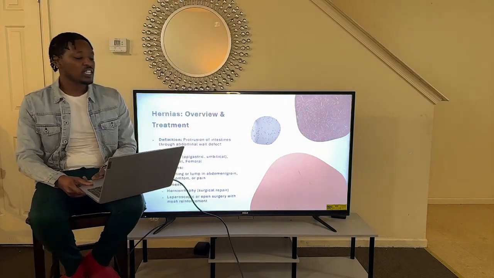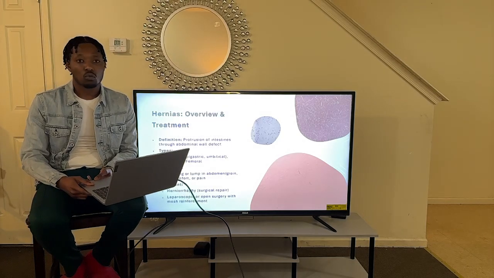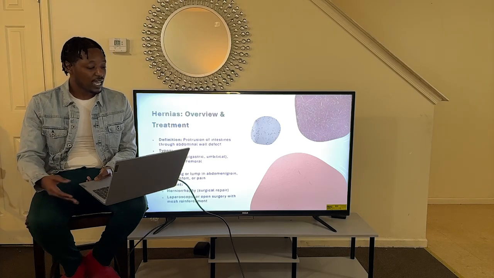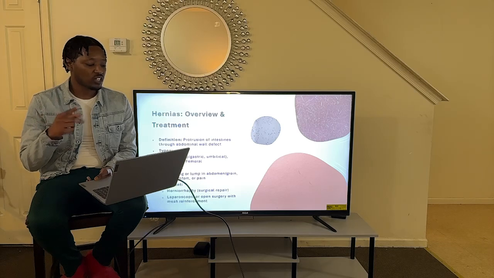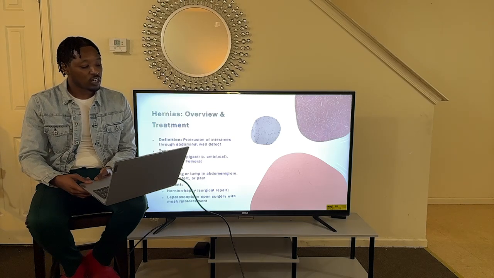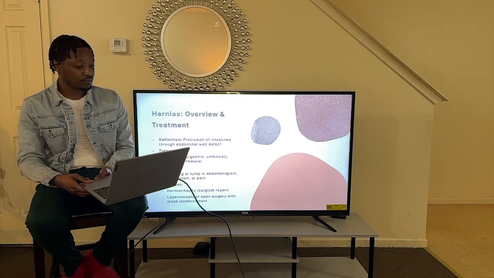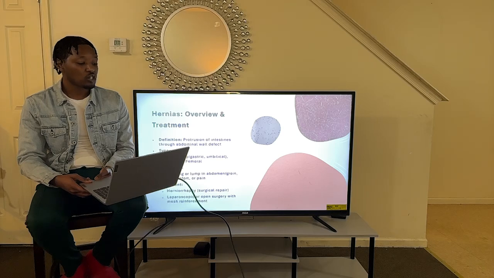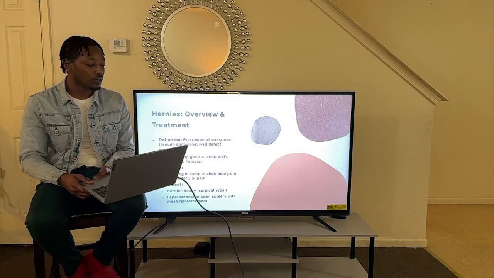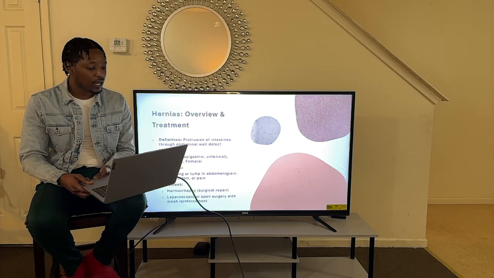Hernias. A hernia is a protrusion of the intestine through the abdominal wall. Types of hernias include ventral, which is an epigastric and an umbilical, and an inguinal and a femoral. So three types: ventral, including the epigastric and the umbilical, the inguinal, and the femoral. Some symptoms for hernias include a swelling or a lump in the abdomen or groin area, discomfort, or pain. For treatment, herniotherapy, surgical repair, herniorrhaphy, which is a surgical repair, and a laparoscopic or an open surgery with a mesh reinforcement.